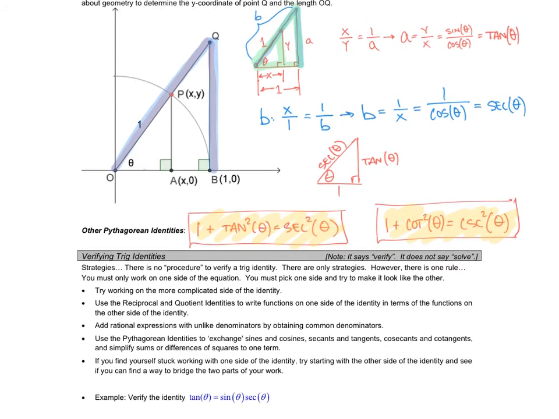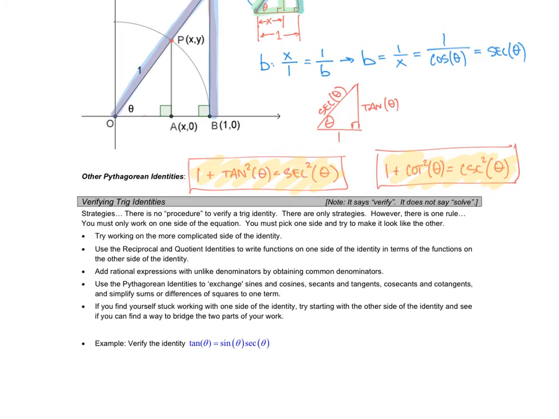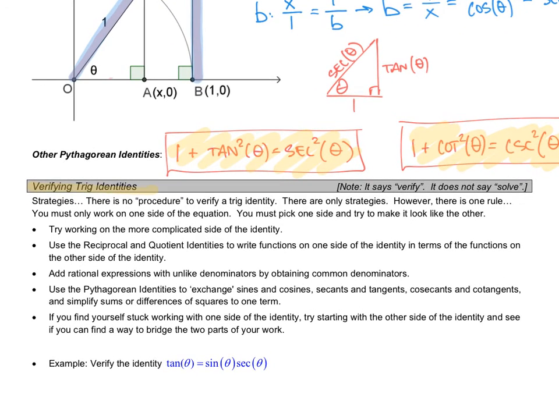Speaking of identities, this whole lesson was supposed to be about trig identities. So let's talk about what it means to verify an identity. First of all, I'm going to tell you about strategies, not procedures. There is no procedure to verify a trig identity. What I mean by that is I can't tell you that you will approach every single one the same way. What I can do is give you some strategies, some things to look for and some things to try. However, there is one rule I want to make sure that I state, and this is very picky from a mathematical standpoint.